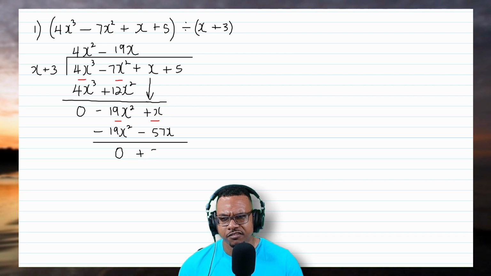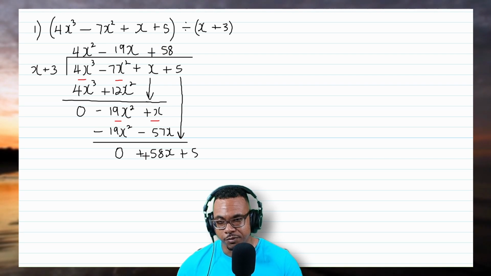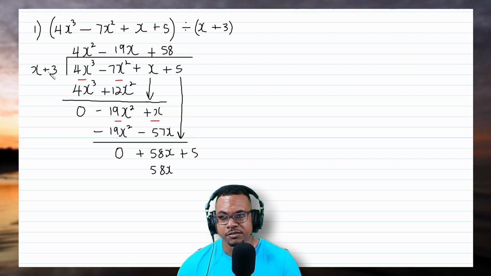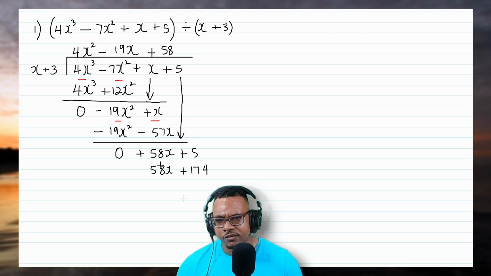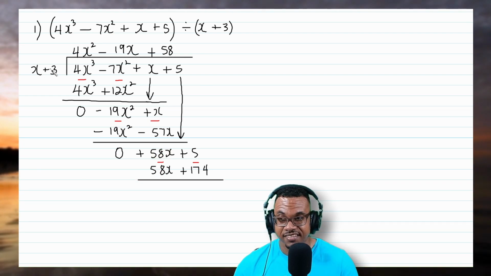So positive 58x. And now we're going to bring down this positive 5. And now we're going to say x into positive 58x, and that will just give you positive 58. So now we're going to say positive 58 multiplied by x, which will be positive 58x. And positive 58 multiplied by positive 3, which will be positive 174. So now we subtract. Notice we have these two being the same, so things are going good. So 58x take away 58x, that will give you 0.